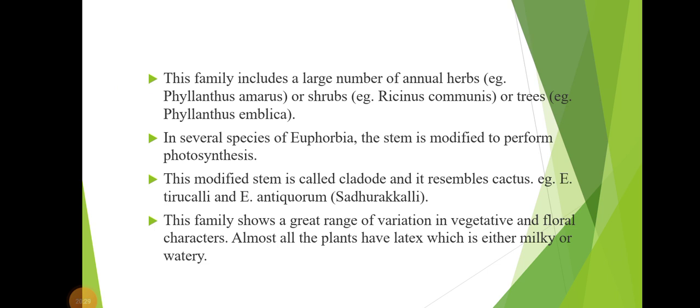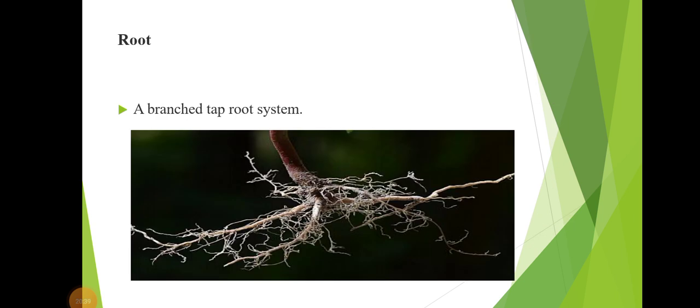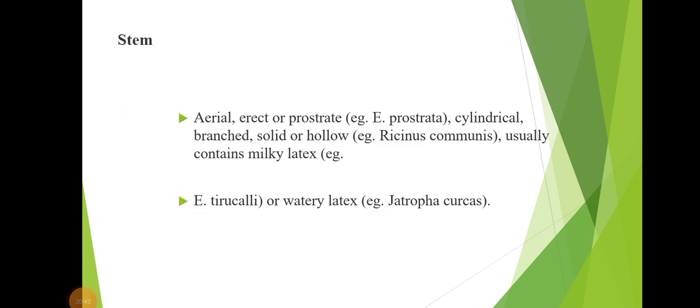This family shows a great range of variation in vegetative and floral characters. Almost all the plants have latex, which is either milky or watery. This is the root system. Automatically, it is a taproot system. You see the stem: aerial, erect or prostrate, cylindrical, branched, solid or hollow.